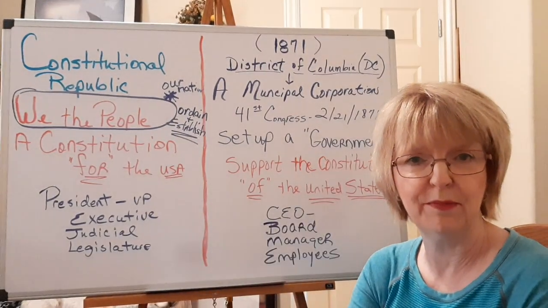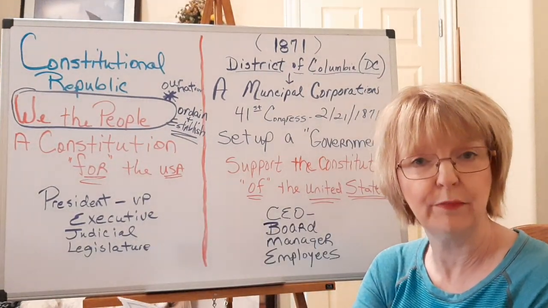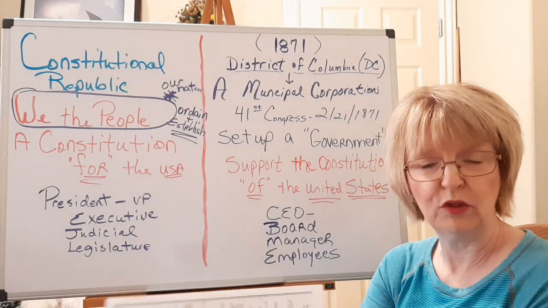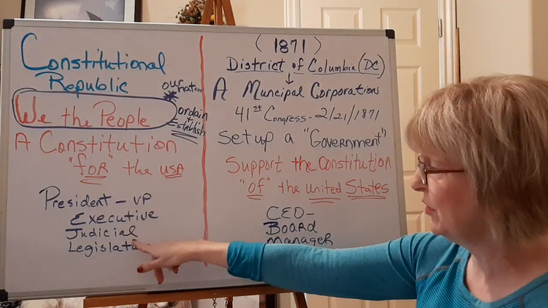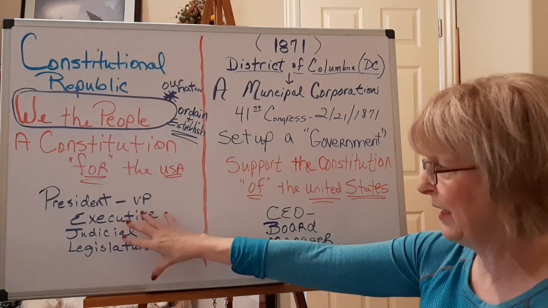And we do have some amendments that were needed. We have the Bill of Rights, which we'll go into in another video. But we have the executive, judicial, and legislative branches.